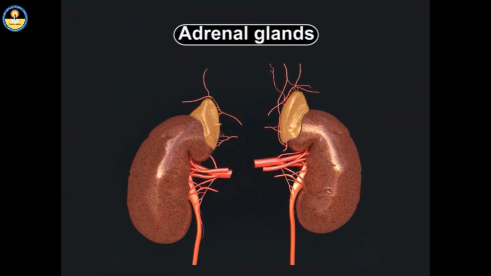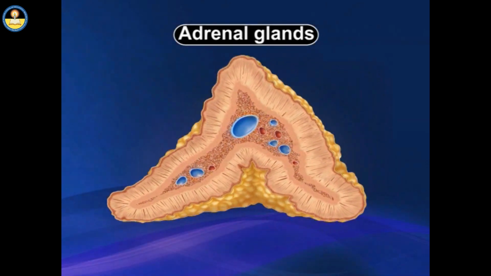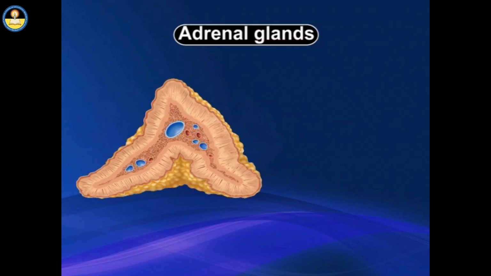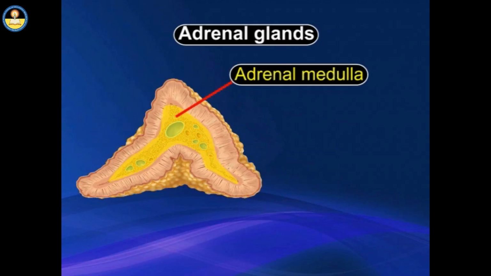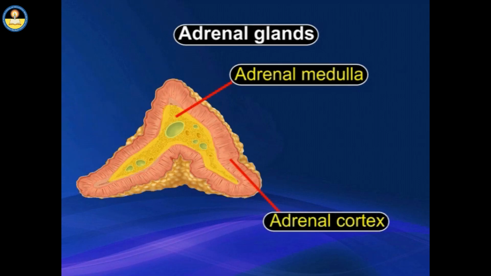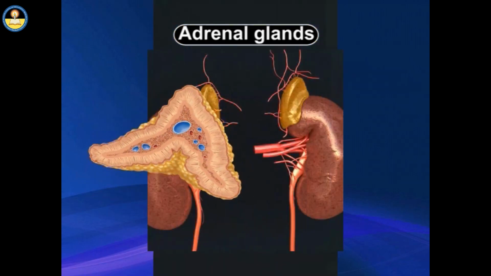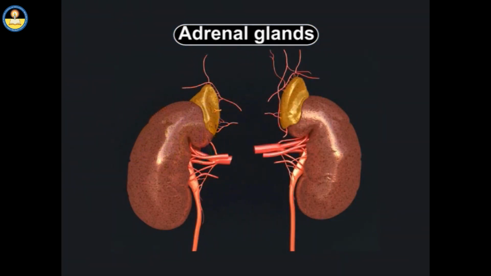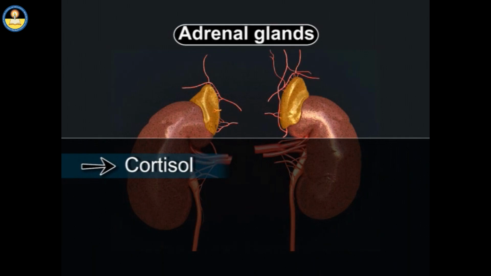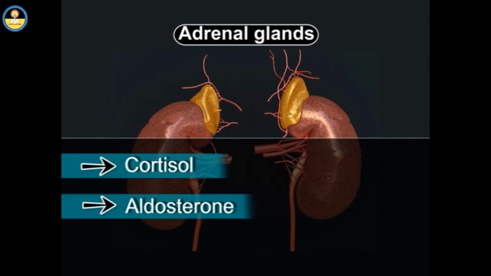The adrenals are paired glands placed on the top of the kidneys. These are yellowish in color and composed of two layers. The centrally located tissue is called adrenal medulla, and outer to it lies the adrenal cortex. Two main hormones produced by adrenal glands are cortisol and aldosterone.